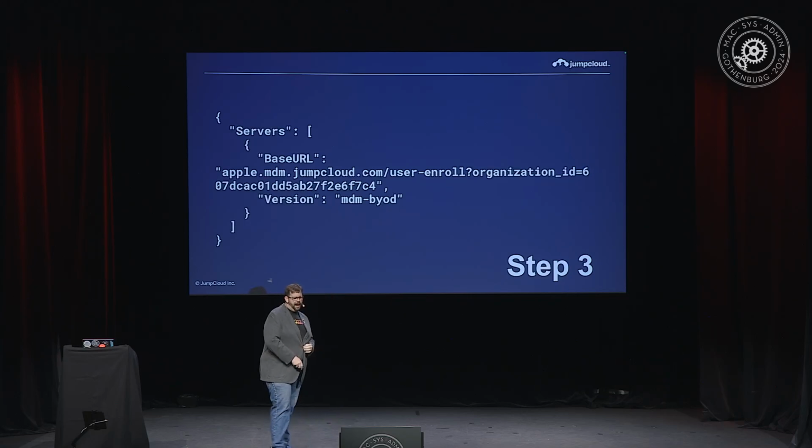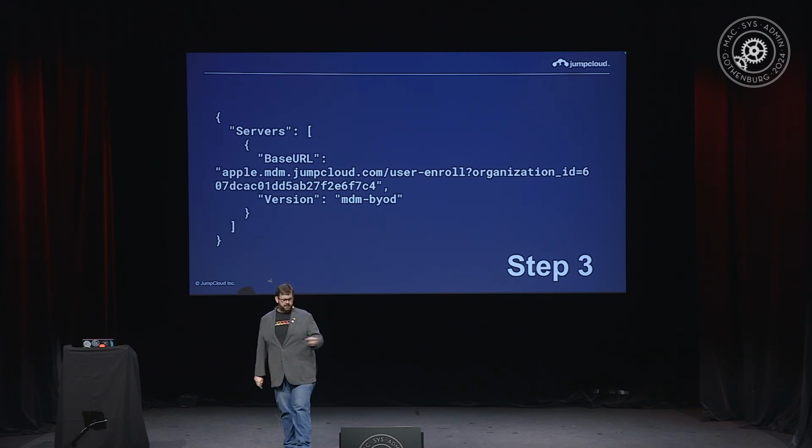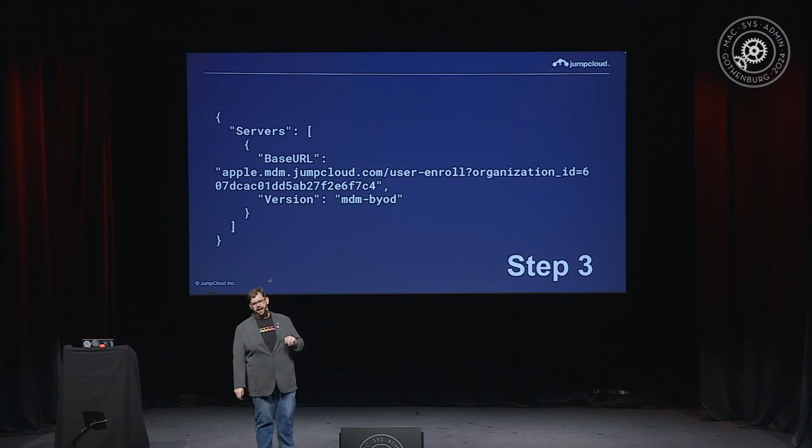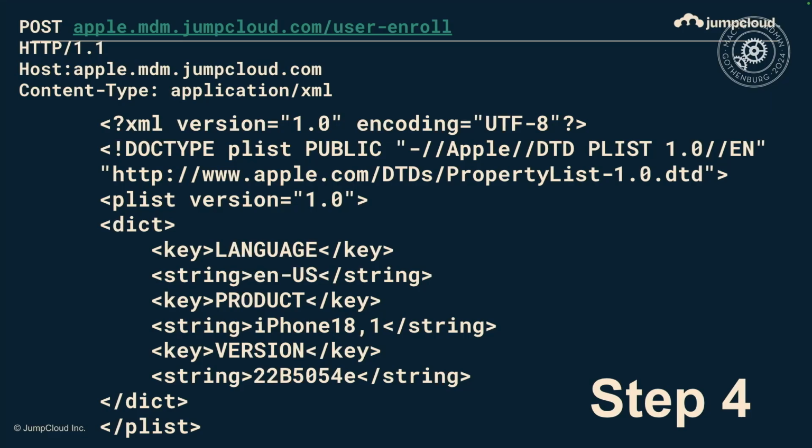The device will receive back an array that looks like this. It has a base URL, in this case, apple.mdm.jumpcloud.com/user-enroll, with an organization parameter submitted along with it. And it has a version. This says MDM-BYOD. That implies that this is a user enrollment for personally owned devices. The device at that time will then post a request to that URL. And it will say, this is an English language device. This is an iPhone 18,1, which is an iPhone 16 Pro. It will also give the operating system version of the device at that time.